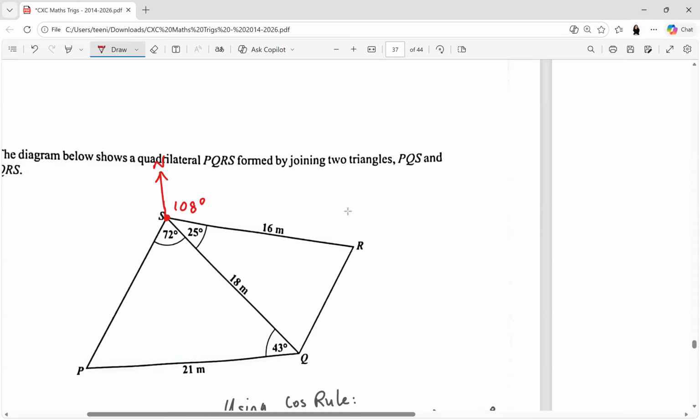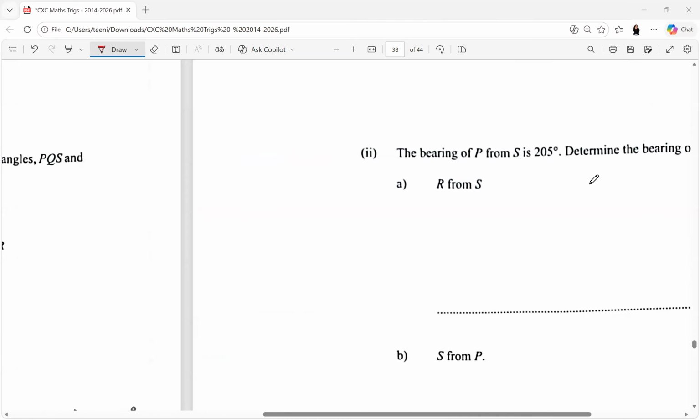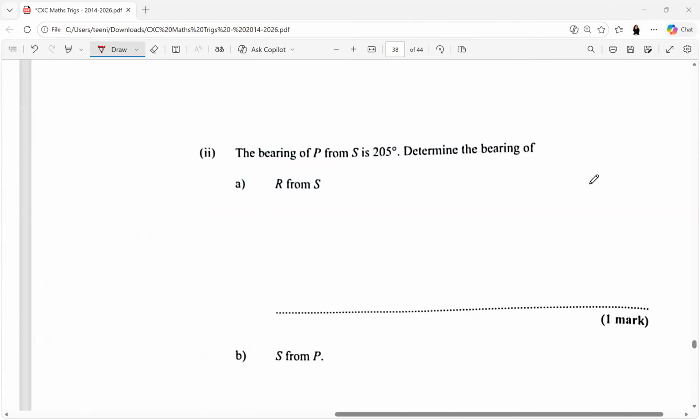And that is actually the bearing of R from S. Because if you're looking at R from S, your north line will go here at S. And it's the clockwise angle from your north line to R, which is 108 degrees. Okay. So we got this by saying 205 take away the sum of 25 and 72, which gives me 108 degrees.